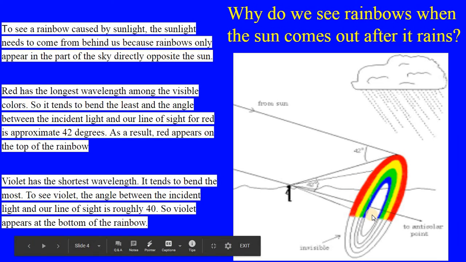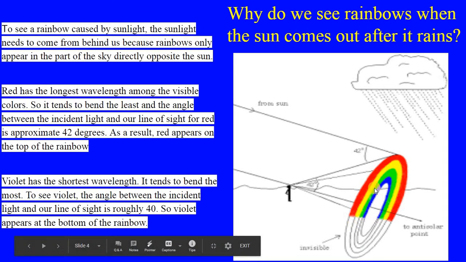Violet is the shortest wavelength. It tends to bend the most. To see violet, the angle between the incident light and our line of sight is roughly about 40 degrees. So violet appears at the bottom of the rainbow.